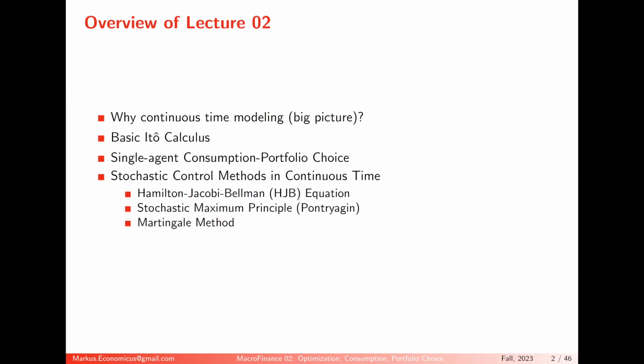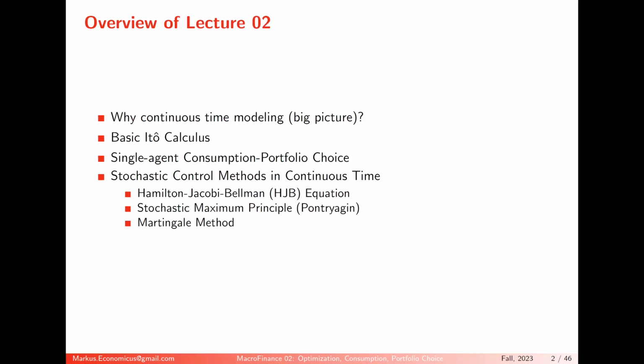First, I will provide you the big picture argument for why we should model things in continuous time. What things become particularly easy if you model things in continuous time, especially when the portfolio choice is important in the model. Then I will move on to explain the basics of Itô calculus. We use this as a tool, so we need to know the basics, but we don't have to derive all the theorems behind it. And then we move to a single agent consumption portfolio choice.